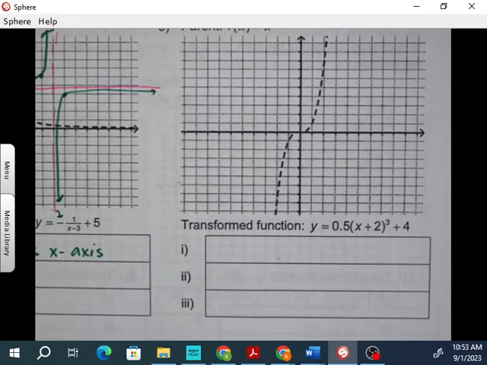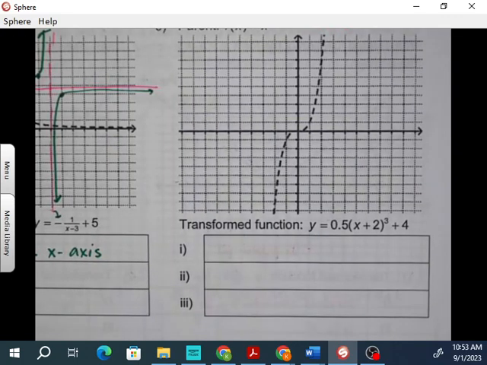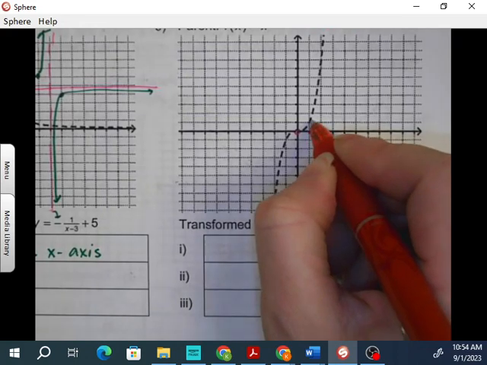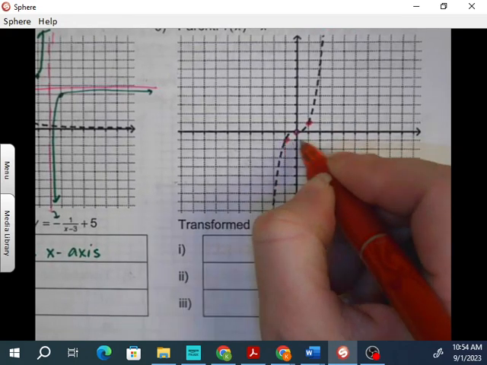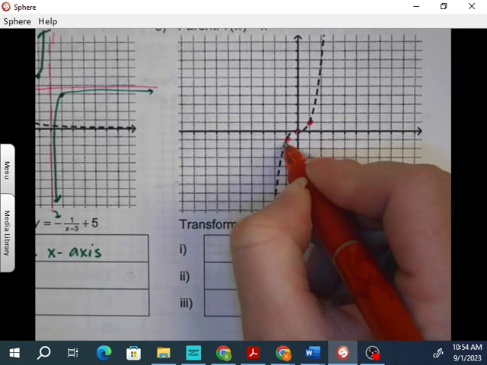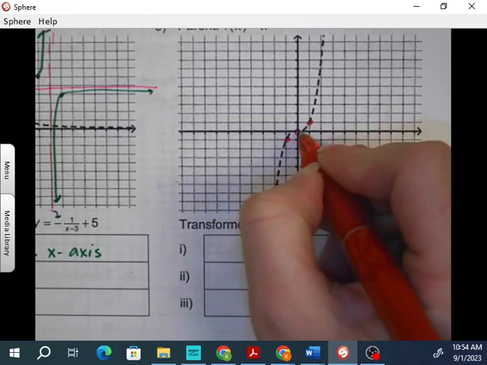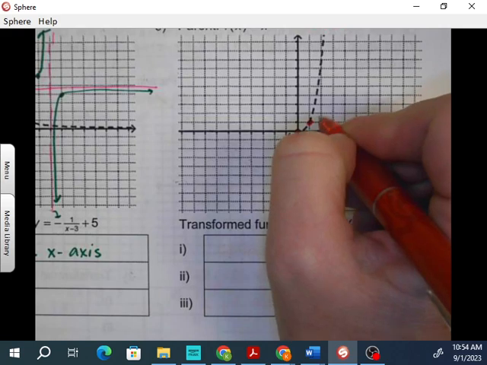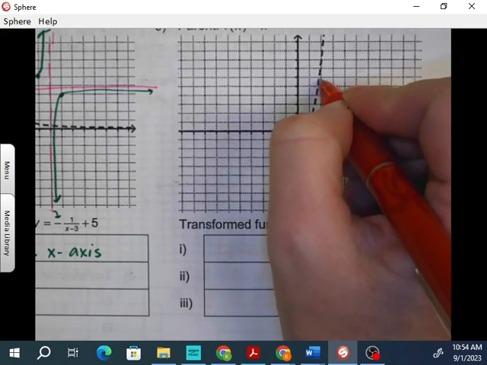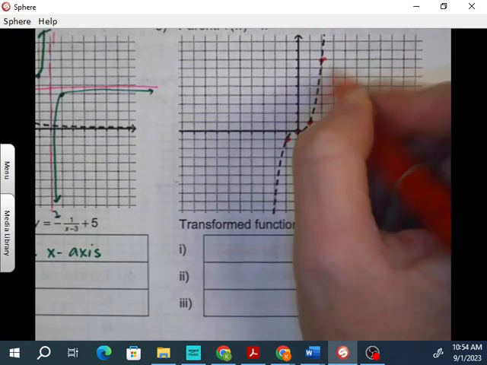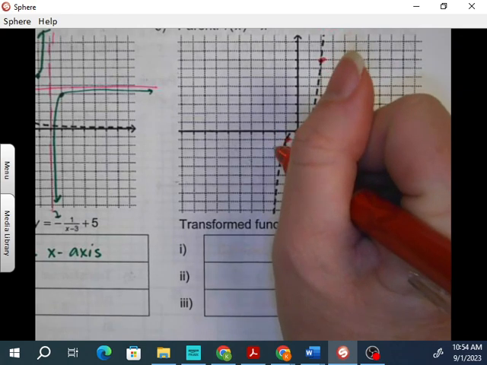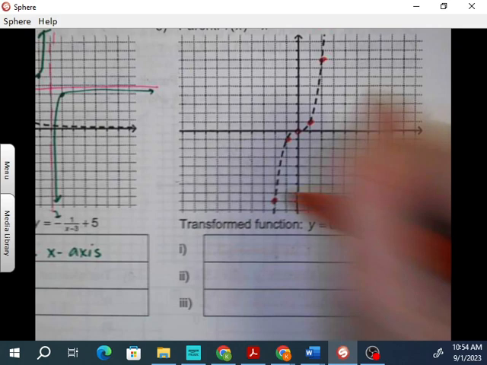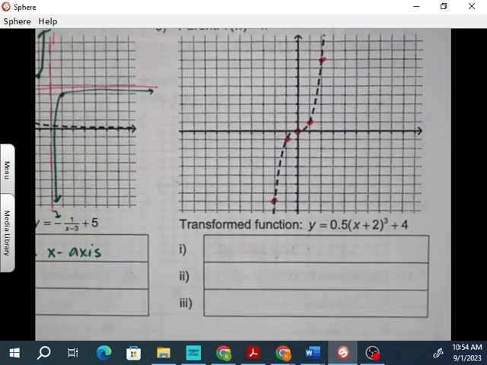Before you actually graph it, let me give you the data points that matter. The origin is important. These two, 1, 1 and -1, -1. And then 2, 8 and -2, -8. If you know those 5 points, then it makes this a little easier to transform.